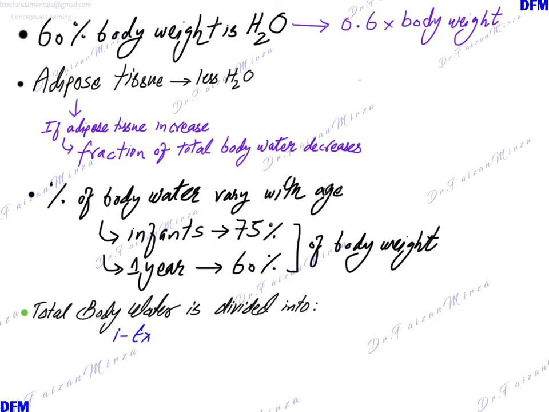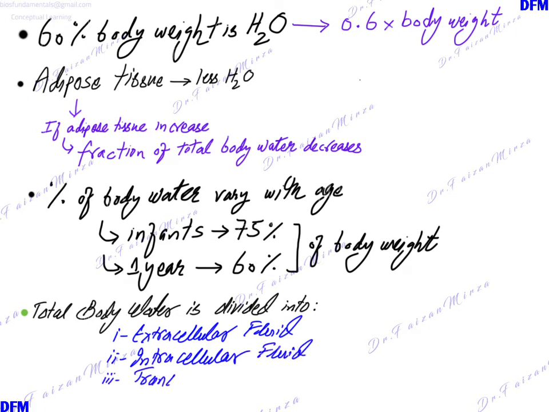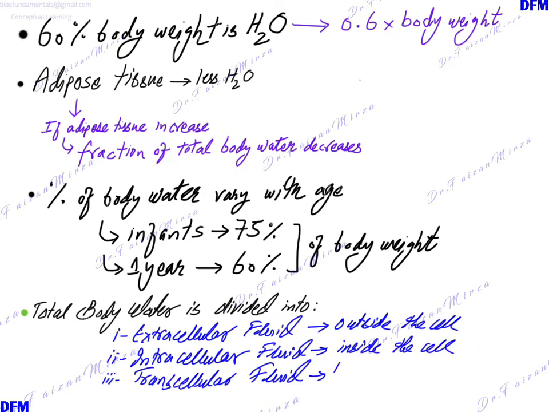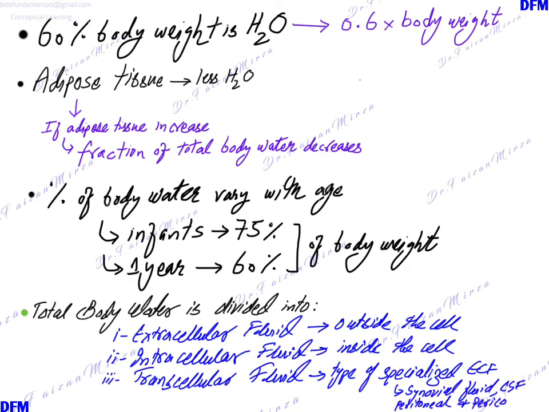The total body water is divided into 2 main compartments, but a third compartment can also be considered on a small basis. These are extracellular fluid, intracellular fluid, and transcellular fluid. Extracellular fluid is outside the cells, intracellular fluid is inside the cell, and transcellular fluids are a type of specialized ECF, for example, the synovial fluid, the cerebrospinal fluid, peritoneal fluid, and the pericardial fluid. We won't be discussing these fluids in this course though.